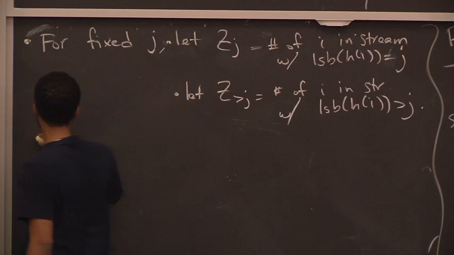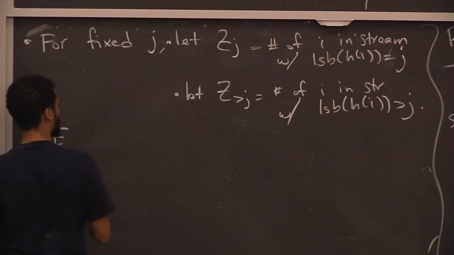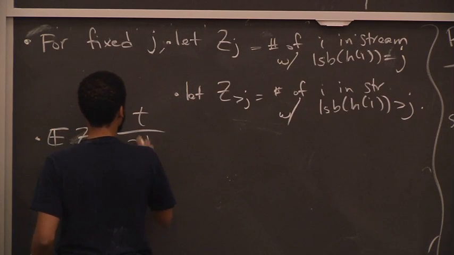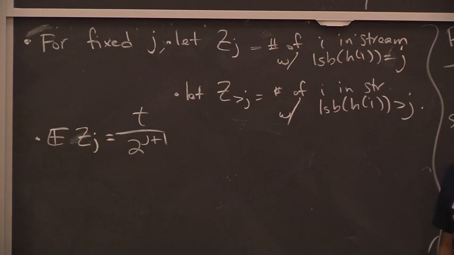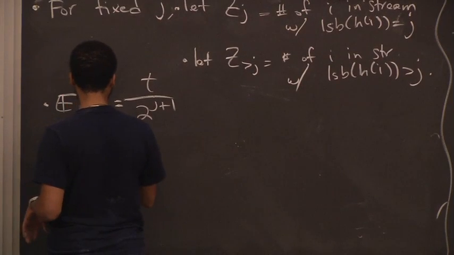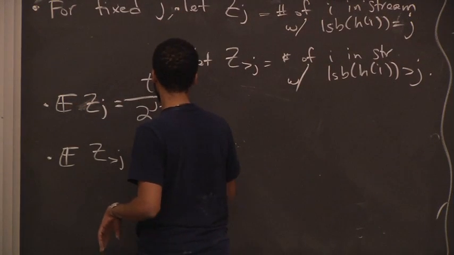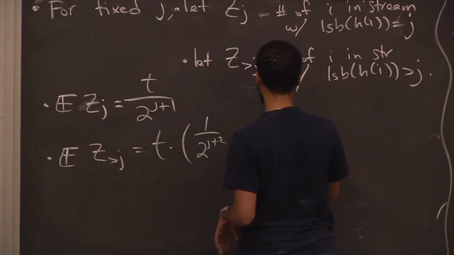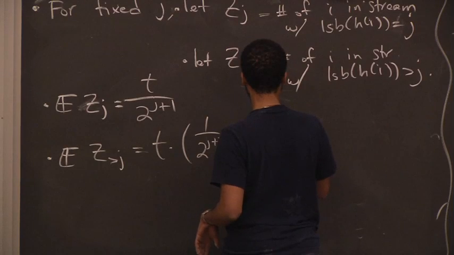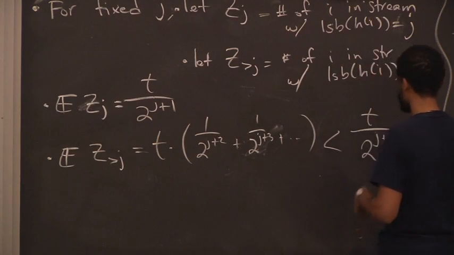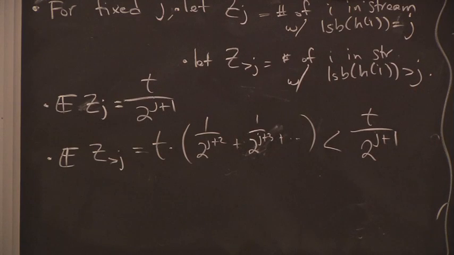So what do we know? Basically what I said just now in words, I won't write the proof down, is that the expectation of Z_j is equal to t over 2 to the j plus 1. This is by linearity of expectation. Each one has probability 1 over 2 to the j plus 1, and then you sum up over all t of them. And the expectation of Z_{>j} is equal to t times 1 over 2 to the j plus 2 plus 1 over 2 to the j plus 3 plus dot dot dot, which is at most t over 2 to the j plus 1.